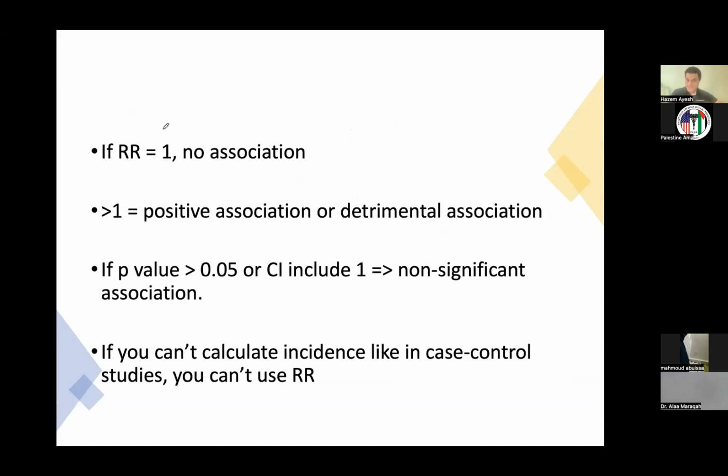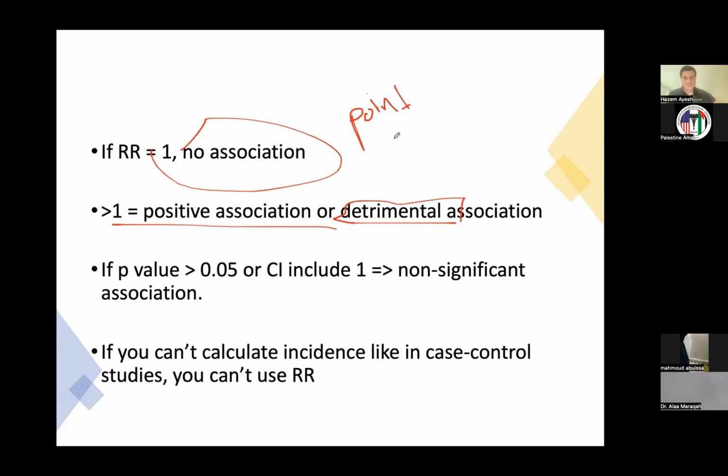So as we said, if it's one, no association. If it's more than one, then this is a harmful or detrimental effect: the exposure can cause more disease. And if it's less than one, the exposure can cause less disease, like a medication, for example. This is what we call the point estimation. We got our number, which is the point estimation. It's more than one. Is this enough to say this is the relationship? The answer is no. Why is it no?